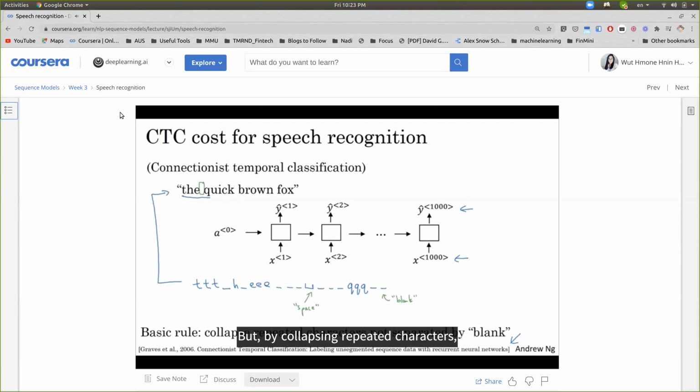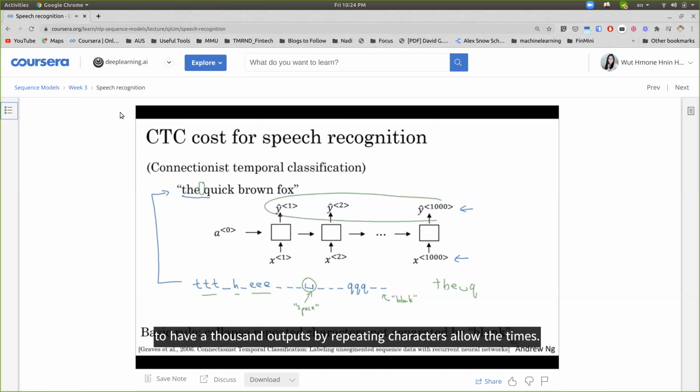But by collapsing repeated characters not separated by blank, it actually collapsed the sequence into T, H, E, and then space, and Q. This allows the neural network to have 1,000 outputs by repeating characters a lot of times, so inserting a bunch of blank characters, and still end up with a much shorter output text transcript.